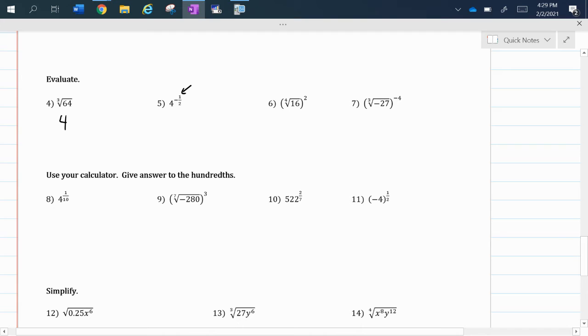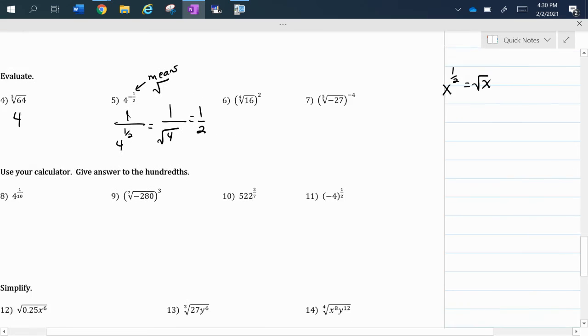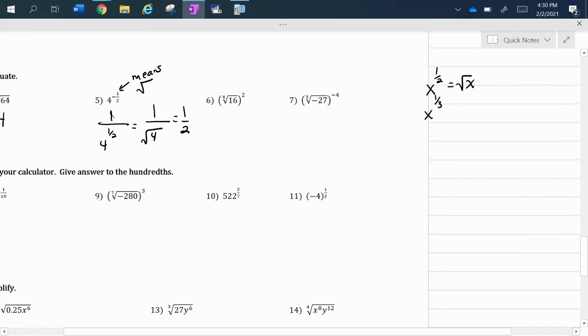Now, if we raise something to the 1/2 power, that means it's a square root. So 4 to the -1/2 is 1 over 4 to the positive 1/2. And I know that 4 to the 1/2 is the square root of 4. So if we're talking about something to the 1/2, that's the square root. If we're talking about something to the 1/3, that's a cube root. And if we're talking about something to the 1/4, that's a fourth root.